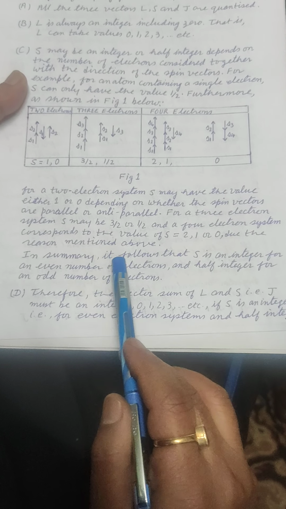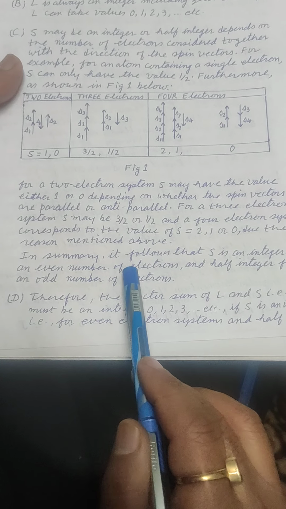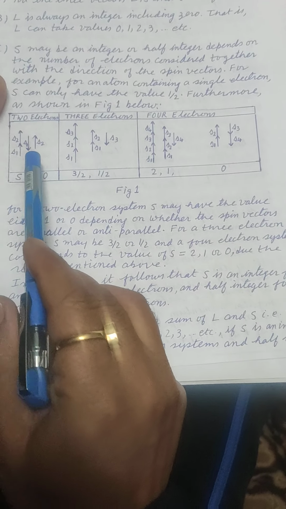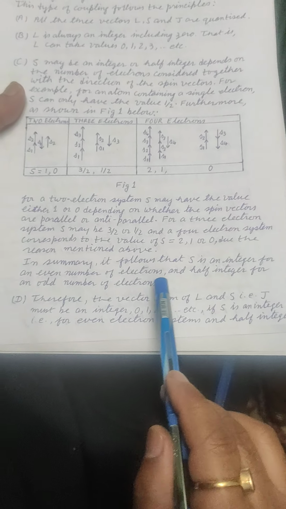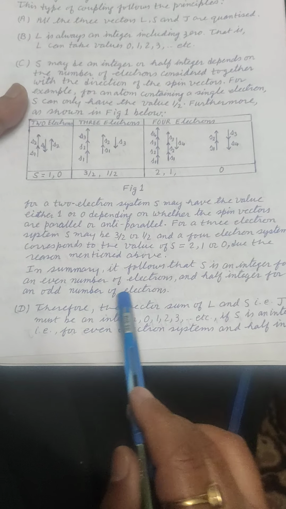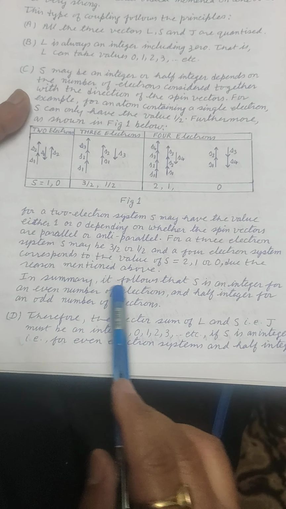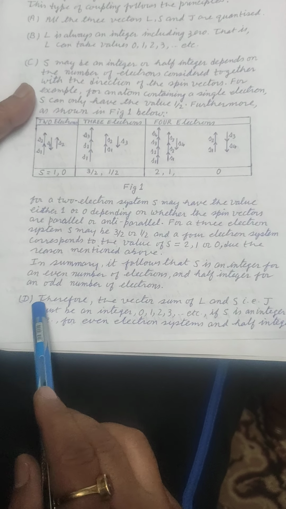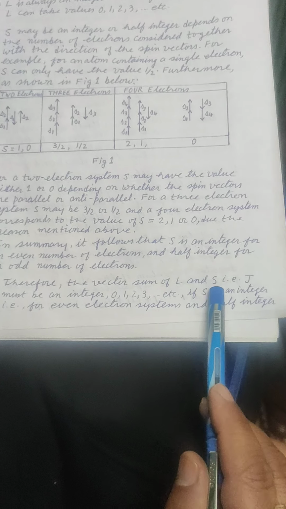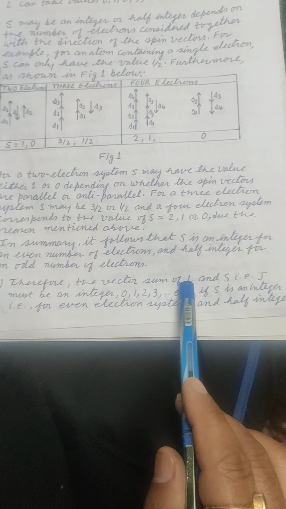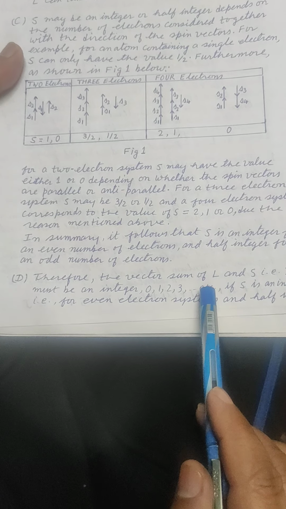In summary, it follows that S is an integer for an even number of electrons, for example 2 electrons, 4 electrons, and half integer for an odd number of electrons, for example 1 electron or 3 electrons. Therefore the vector sum of L and S, that is J equal to L plus S, must be an integer: 0, 1, 2, 3 and so on.